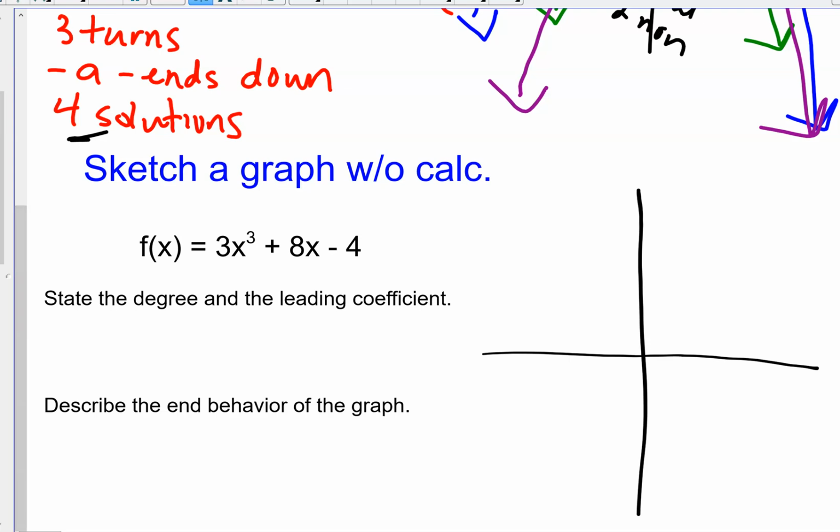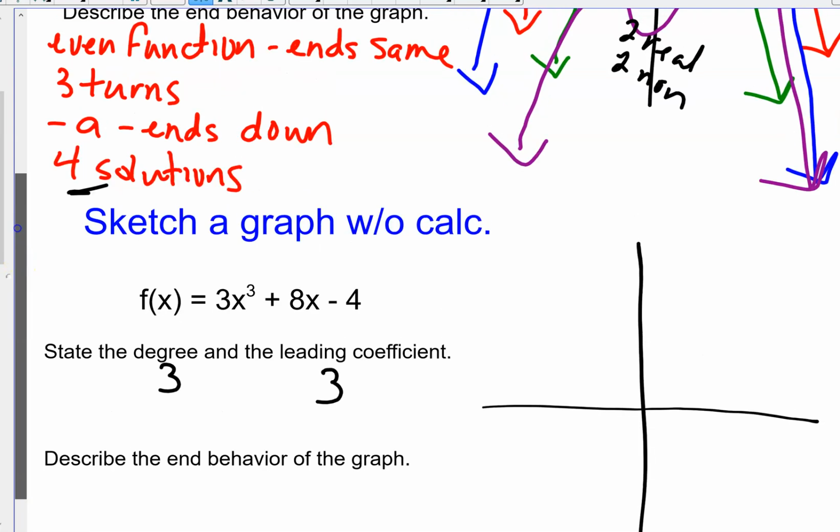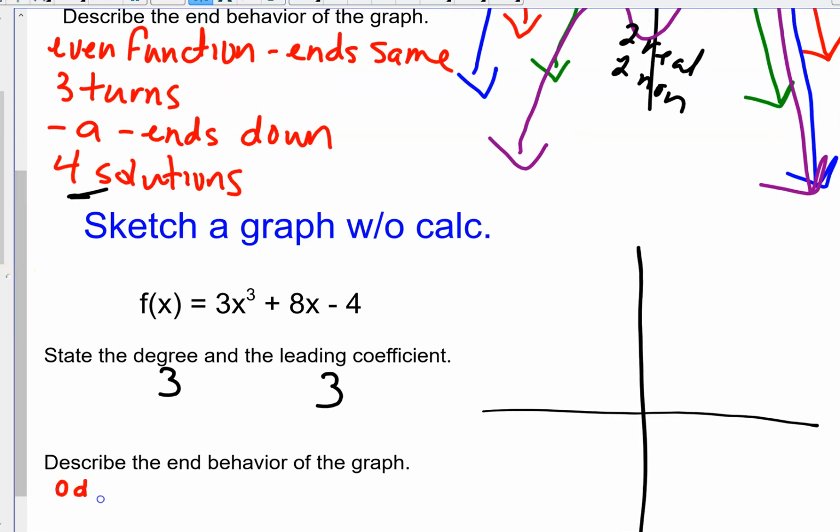Okay, let's take a look at this next one here. State the degree and the leading coefficient and describe the end behavior. So the degree would be the 3rd degree. Leading coefficient would be 3. So we know on this one, keeping it similar to the last one that we just did, it is an odd function. So we know that the ends are different.